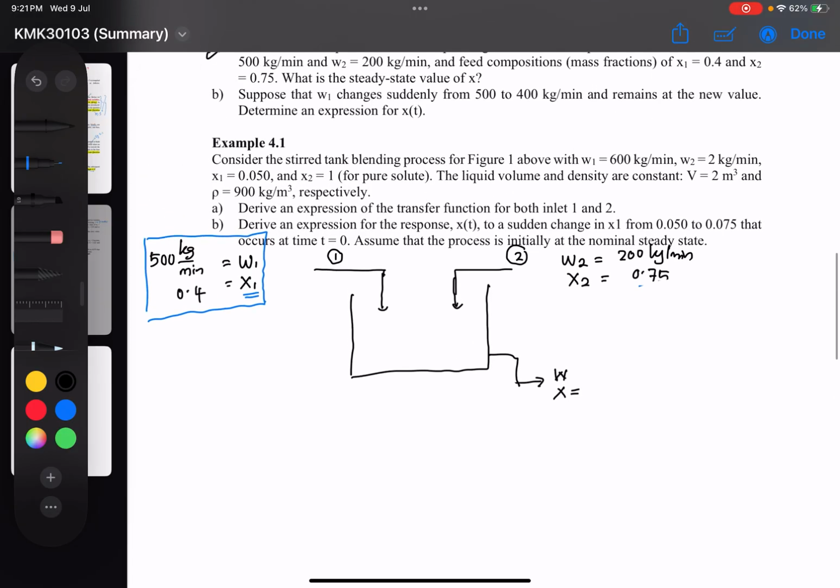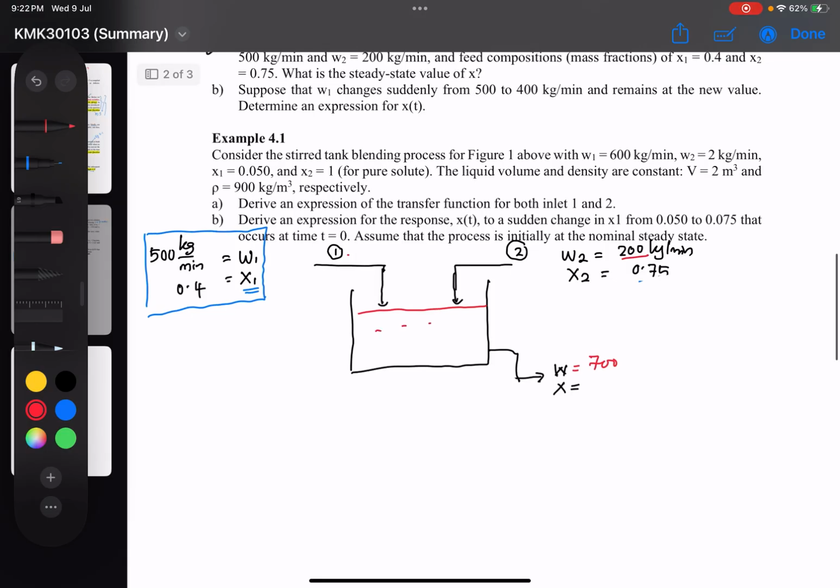Now for the second part of the question, suppose that W1 changed suddenly from 500 to 400 kg per minute and remains at the new value. Determine the expression for X(t). What does it mean here? It means that before this, let's say I run the blending process for 48 hours, meaning 2 days straight. Before this, it was a steady state, meaning that 500 is coming from stream 1, 200 is coming from stream 2, and we end up with 500 plus 200, 700 throughout the process. But as I said before, it is almost impossible for us to have a steady state process for a chemical process.